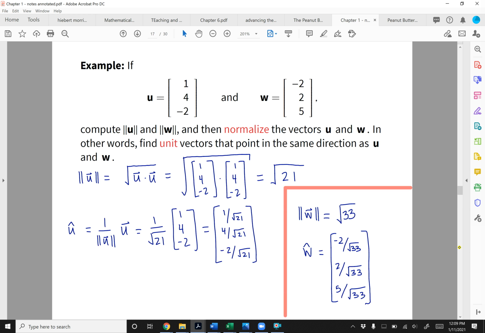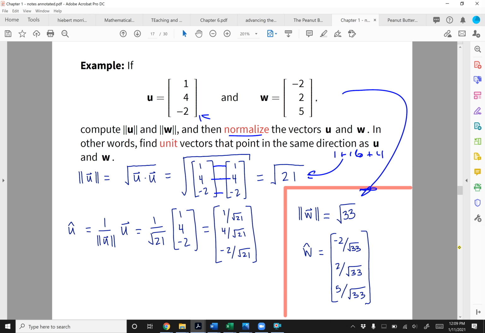So we can work through an example here in 3 dimensions. What's the norm of the vector u? Well, the norm is the square root of u dot u, and u dot u will get us 1 times 1, 4 times 4, minus 2 times minus 2. So that's a total of 1 plus 16 plus 4. So we get a total of 21, so it's the square root of 21. That's the length of this vector. And you can do the same thing with w. You should get the square root of 33 down here.